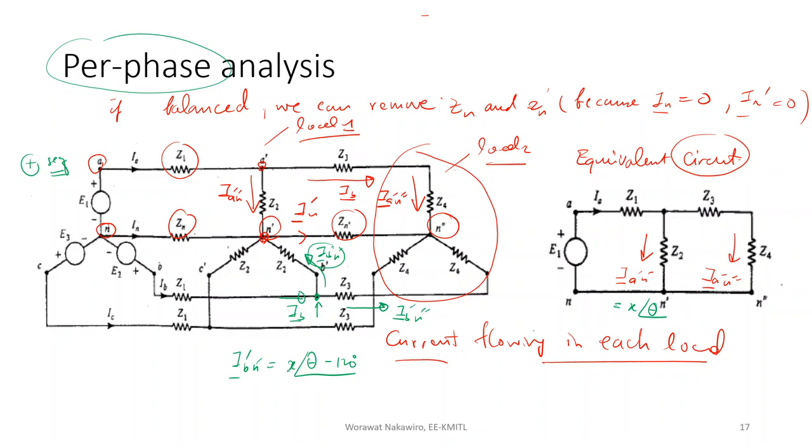So this is I_B'N', and what about I_C'N'? This is the current flowing into phase C of load one. Okay, now this would become X at an angle of theta minus 240 degrees. Okay, this is in amps, for example, right?